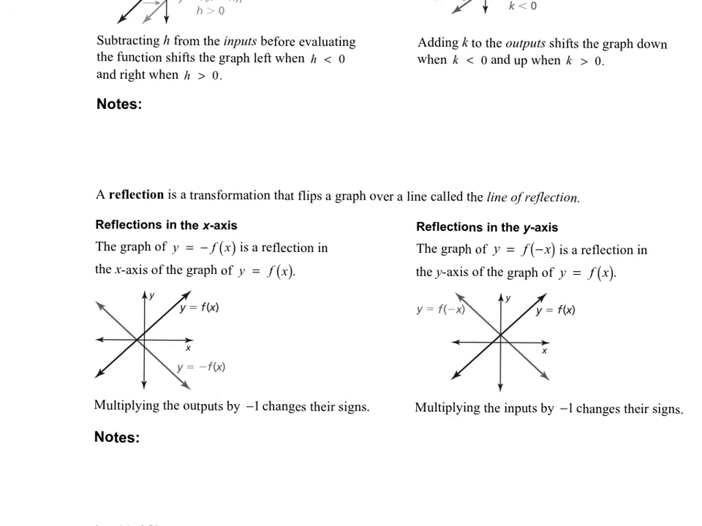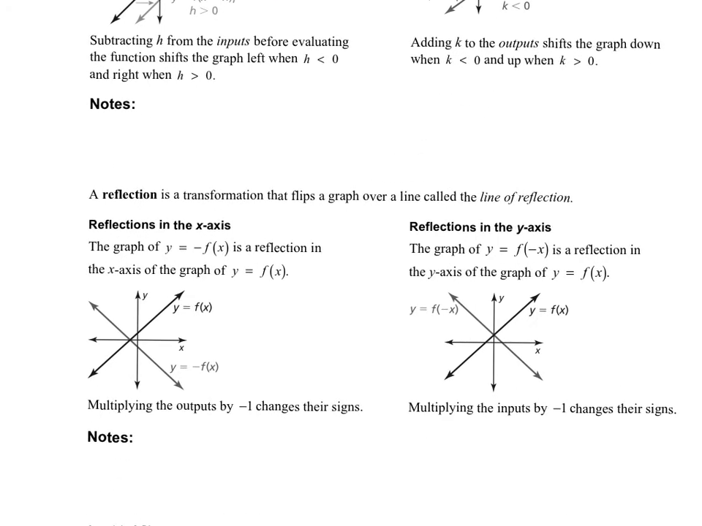All right, so then let's talk about reflections. You have y equals negative f of x versus y equals f of negative x. One, you are going to reflect on the x-axis, and the other one, you're going to reflect on the y. So look how your arrows are pointing. Here's your y equals f of x, and then look how your arrows go.